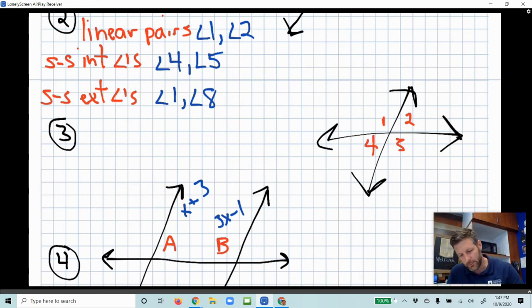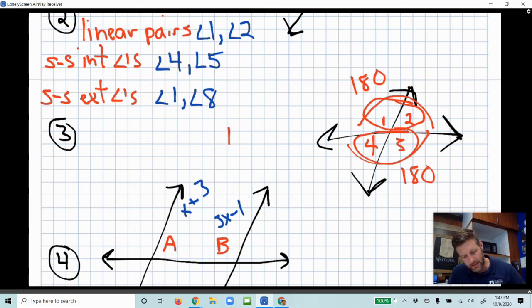Because, let's take for example, we know that 1 and 2, being a linear pair, add up to 180. And we know that 3 and 4, being a linear pair, add up to 180. So that means this angle is 180, this angle is 180. So that means 180 plus 180 equals, yep, that's correct, 360 degrees.